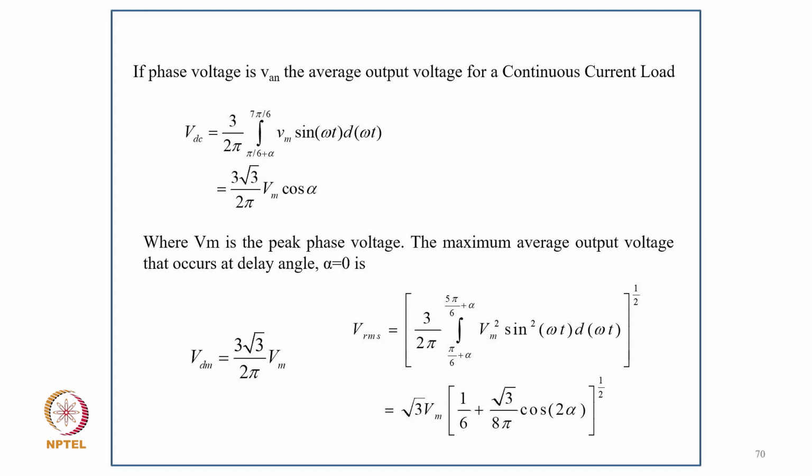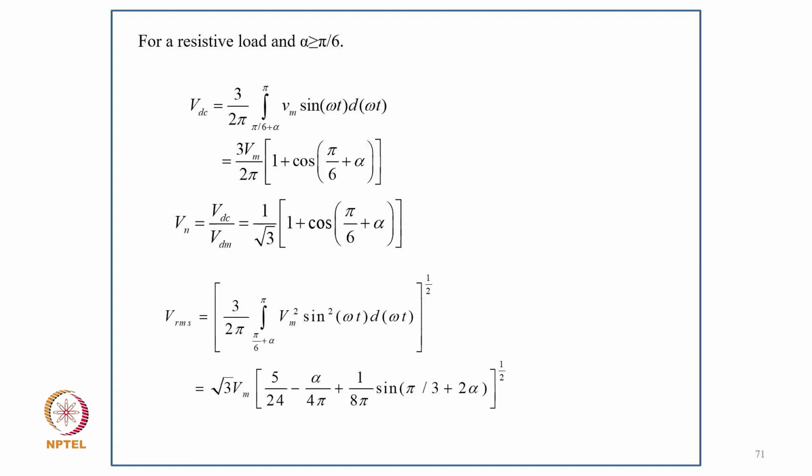The maximum average output occurs at angle alpha equal to 0, and VDC equals 3 root 3 Vm upon 2 pi. So VRMS becomes, in bracket, 3 by 2 pi, integral from pi by 6 plus alpha to 5 pi by 6 plus alpha of Vm square sin square omega t d omega t, to the power half, and that is equal to root 3 Vm in bracket 1 by 6 plus root 3 upon 8 pi cos 2 alpha, to the power half.